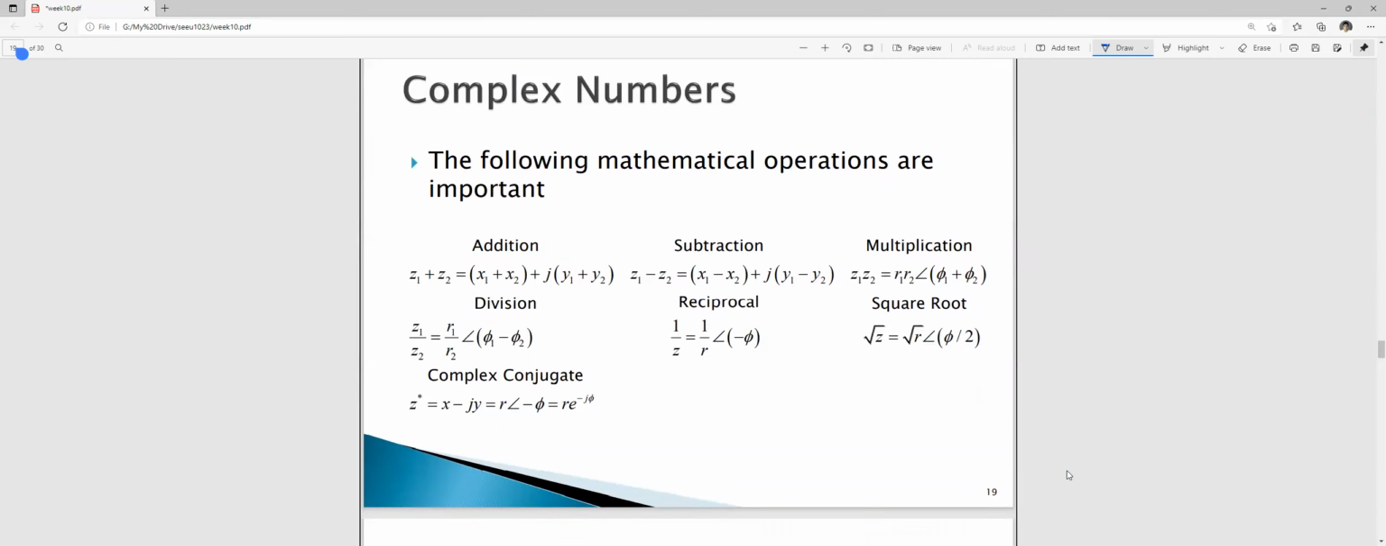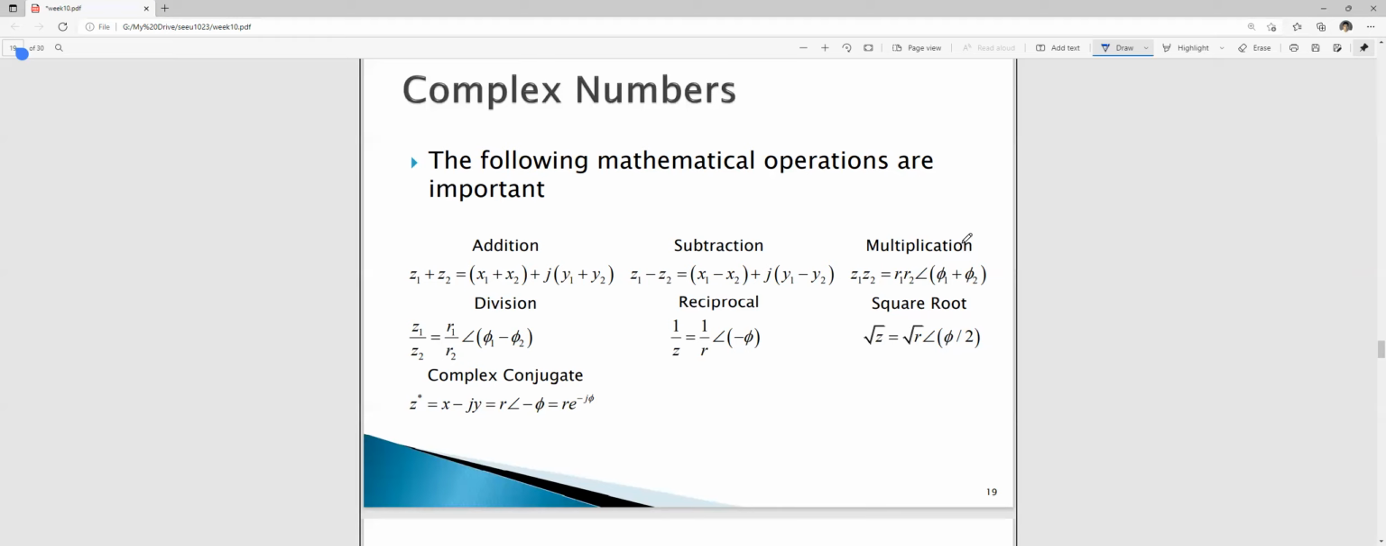And the following shows the mathematical operations. I think this one is a very important one. I hope you can refresh your memory on addition, subtraction, multiplication, reciprocal, conjugate, and so on. So this is the addition. As you can see, you cannot simply add the complex numbers. What you need to do is add the real part only, and then add the imaginary part: real part with real part and imaginary part with imaginary part. The same goes for subtraction.